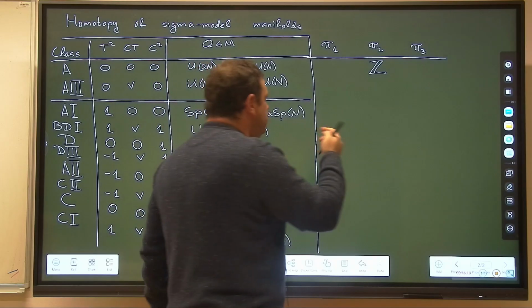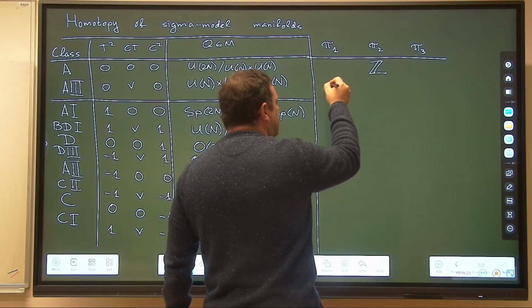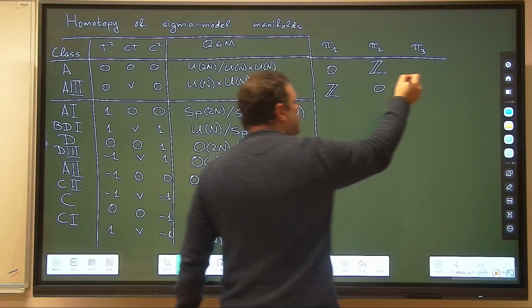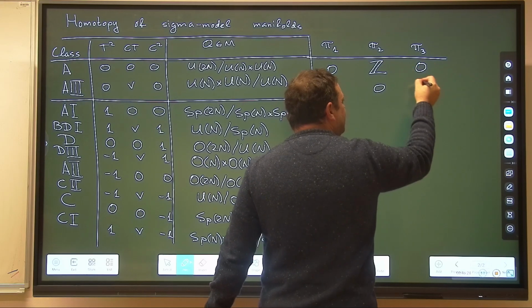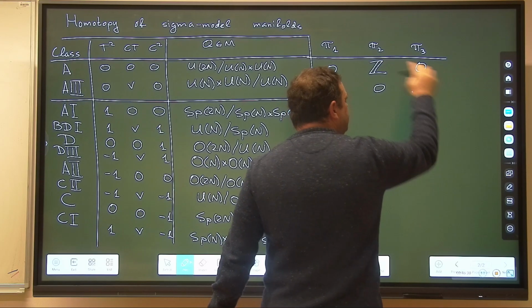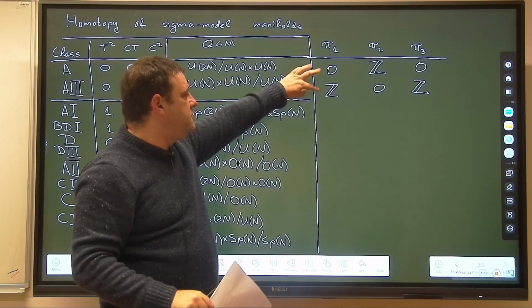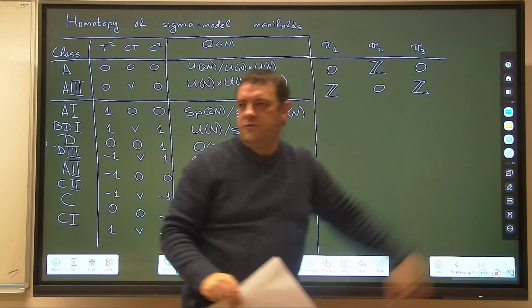And for all others, of course, this is easy. I remember the answer. They go like this. And if you continue to higher dimensions, it always interchanges. 0 and Z, they flip back and forth, back and forth.